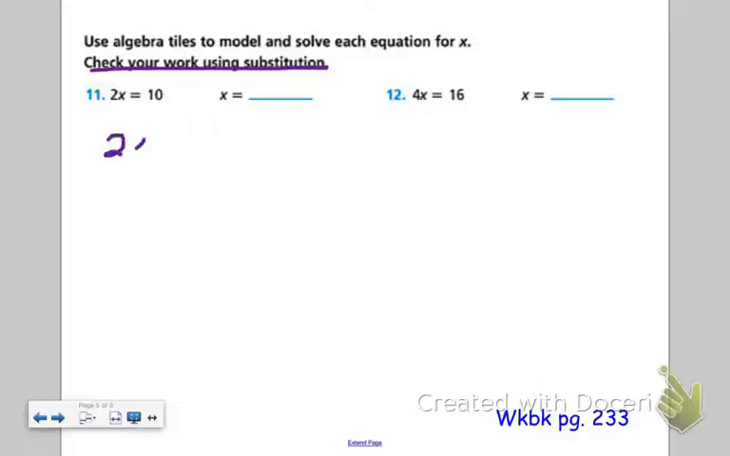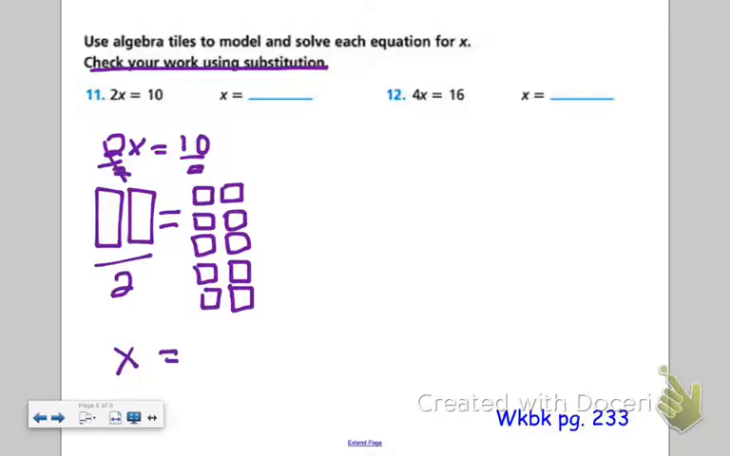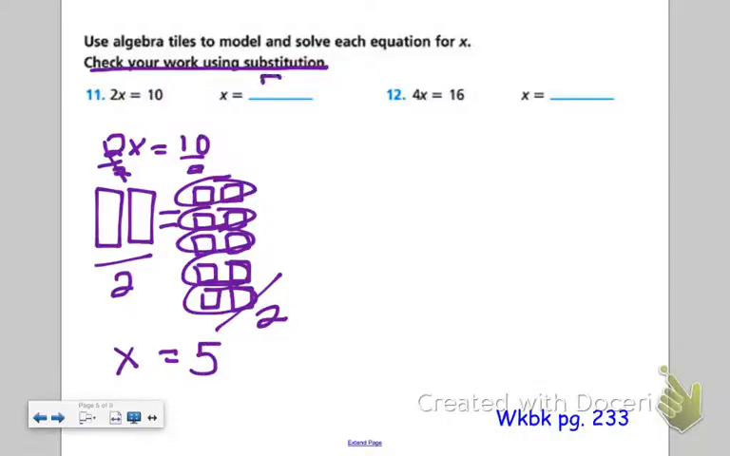Here we have 2x equals 10. So I need 2 x's, and then I need 10. 1, 2, 3, 4, 5, 6, 7, 8, 9, 10. So 2 x's is equal to 10. So I'm going to divide by 2 in order to get the x by itself. So if I divide this by 2, I get x. And if I divide this side by 2, I'm going to get 5. X is equal to 5.